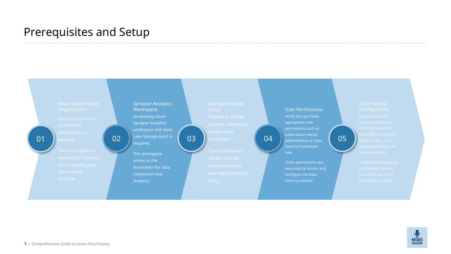Using version v2 is recommended for the latest features. You'll complete the setup by configuring Git integration for version control, and then launching the Azure Data Factory Studio, where you'll do all your data pipeline development. Getting these prerequisites right sets a solid foundation for a smooth and efficient data integration journey.